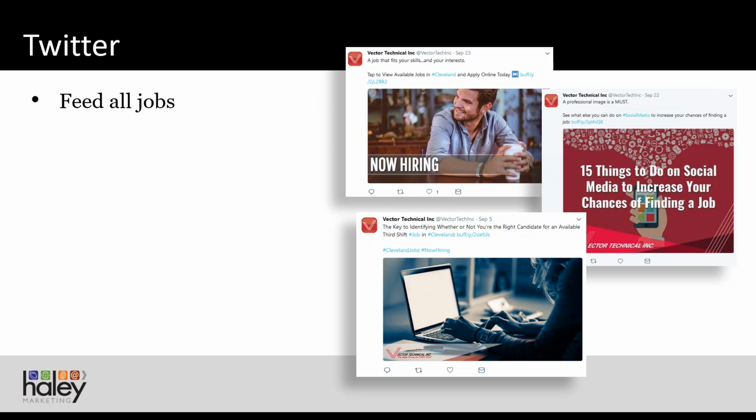So on Twitter, it is okay to feed all jobs. People are on Twitter but not going to see all your shares at once. So when you're feeding all your jobs, you're not overwhelming your audience with content. So it's okay to put everything there. Also, you want to automate a feed from your blog, so all of your blog content is going to Twitter on your company page and to the pages of individuals in your organization. You want to monitor mentions.